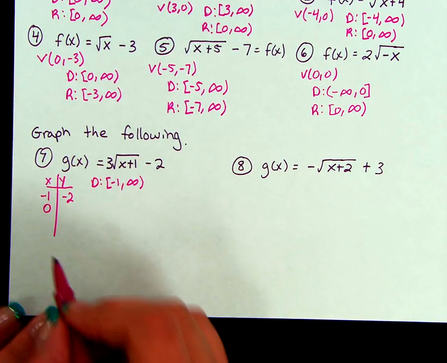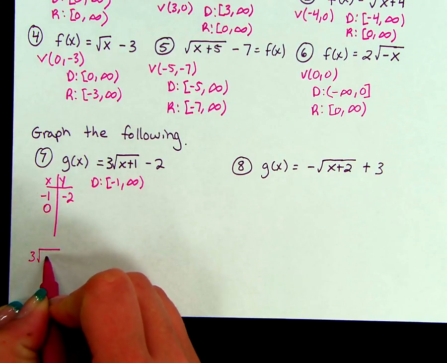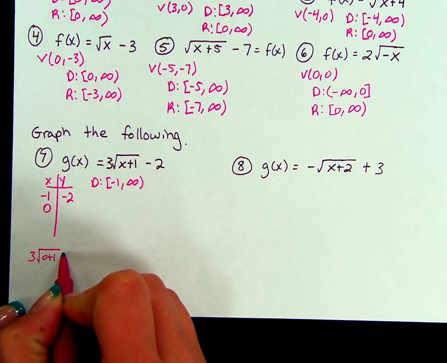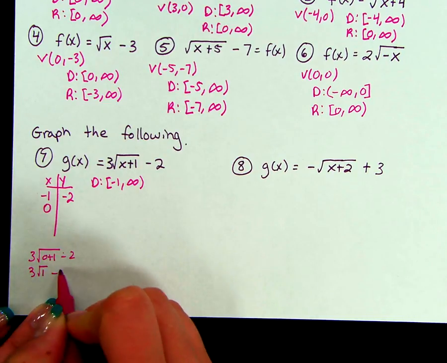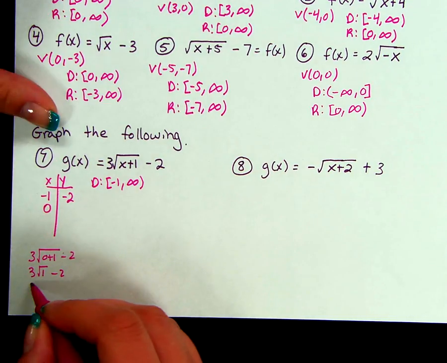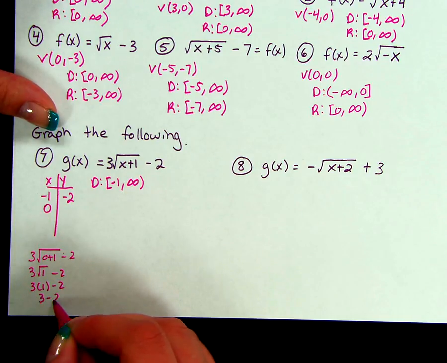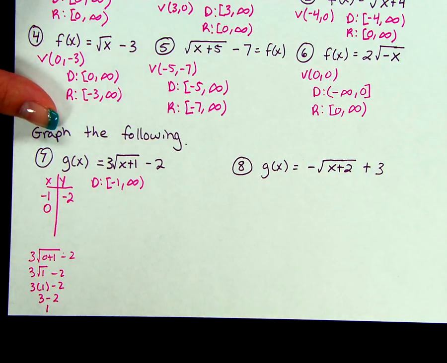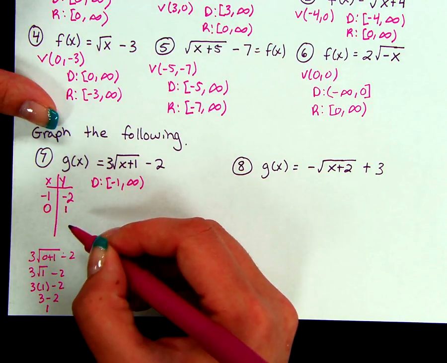Okay, so let me write this out here. So we would have 0 plus 1. So that will give us 1. The square root of 1 is 1. So 3 times 1, which is 3. And then 3 minus 2 is 1. So 1 is going to be my next answer.